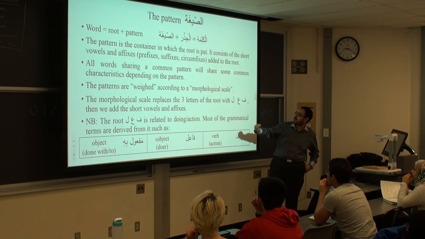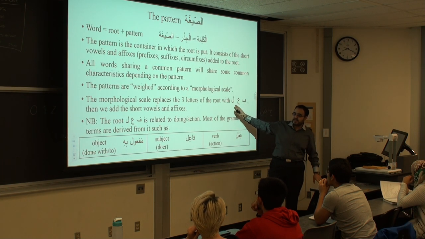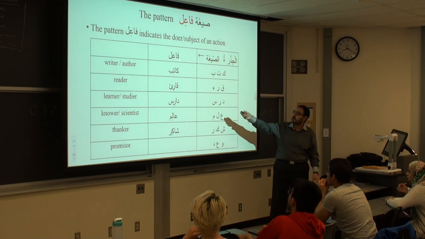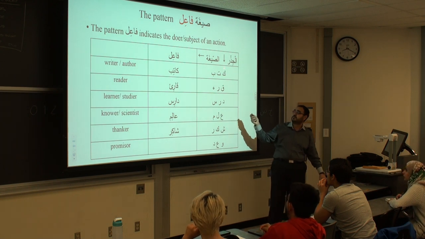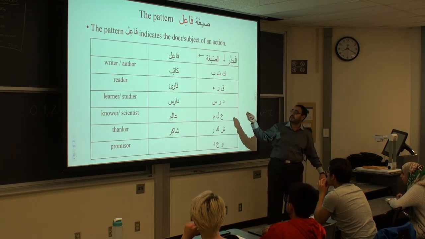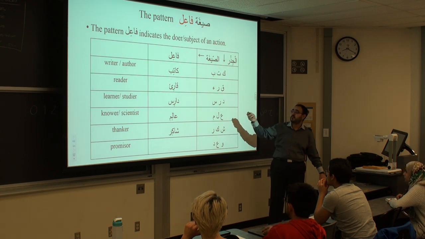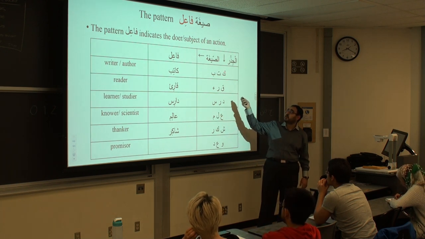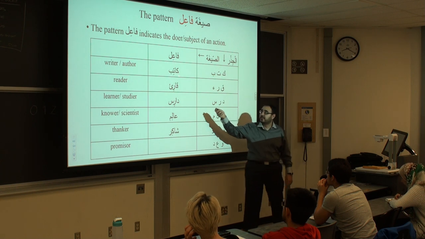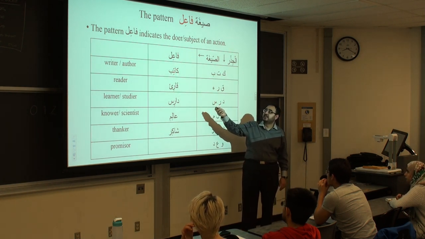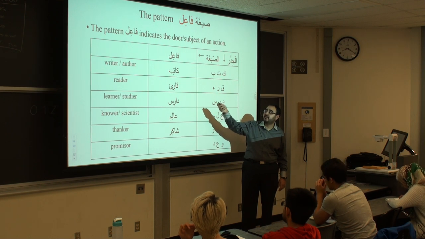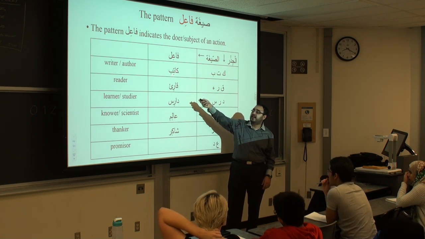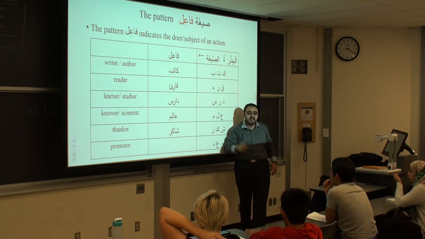Yeah, it's by replacing the fa ayn lam with the three letters of the root, okay? So in this case, you replace the fa with kaf, the ayn with ta, and the lam with ba. So that's how you replace the fa ayn lam of the pattern with the three letters of the root. So the kaf will be instead of the fa, the ta instead of the ayn, and the ba instead of the lam. And then you add any other thing, in this case the alif and the kasra will stay as they are. So it will be katib, okay?